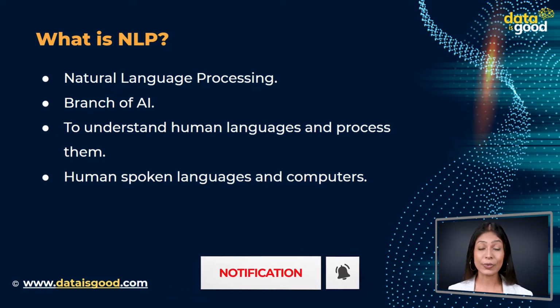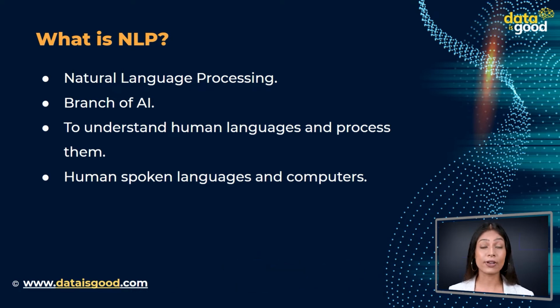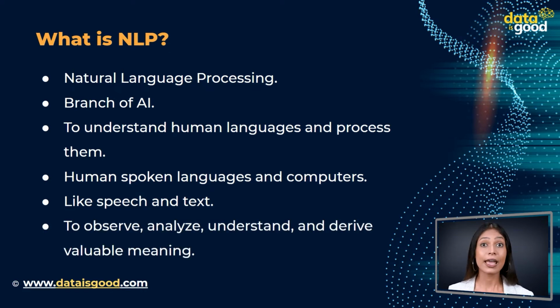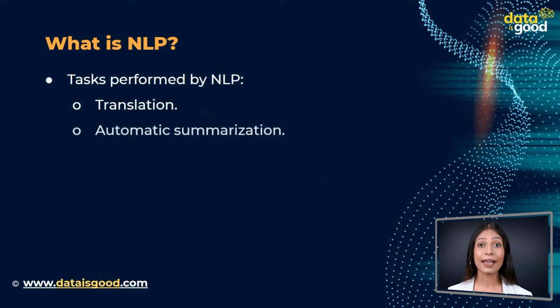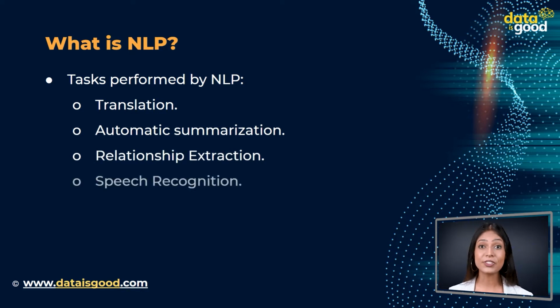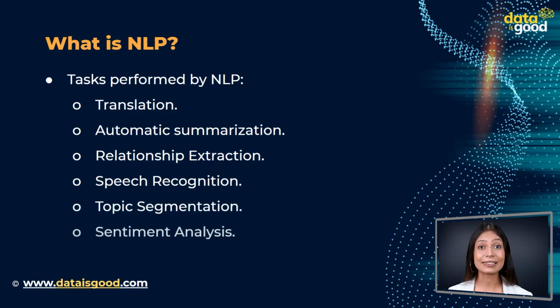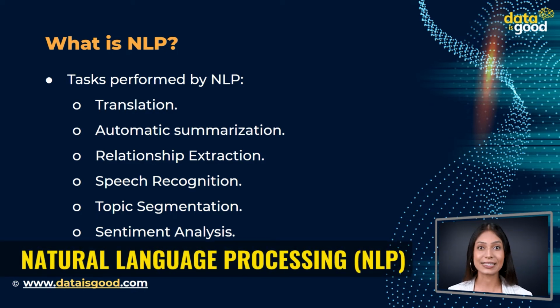Natural Language Processing, or NLP for short, is broadly defined as the automatic manipulation of natural languages, like speech and text, by software that helps computers to observe, analyze, understand, and then derive valuable meaning from natural or human spoken languages. Tasks like translation, automatic summarization, relationship extraction, speech recognition, named entity recognition, topic segmentation, and sentiment analysis can be performed by developers using natural language processing.